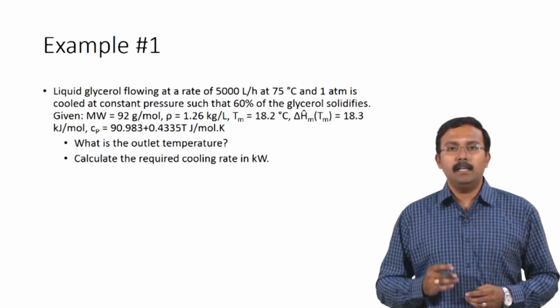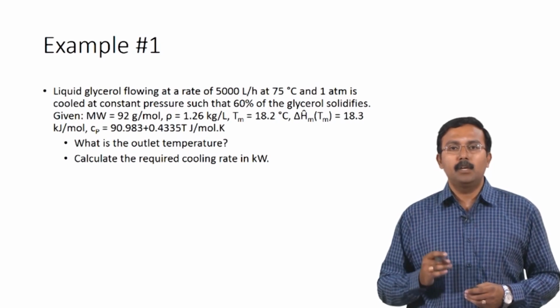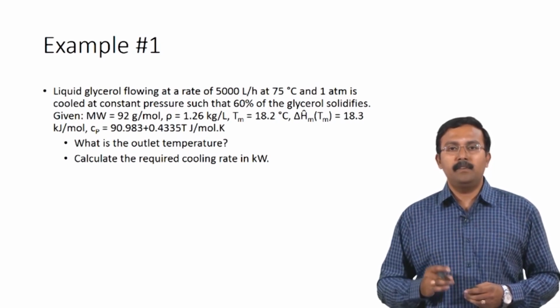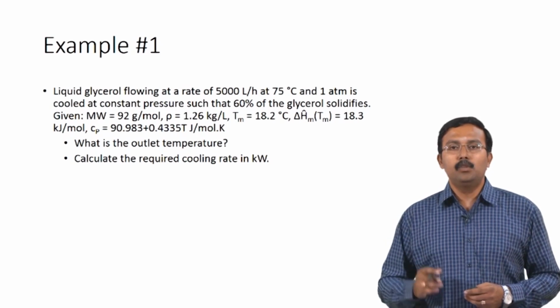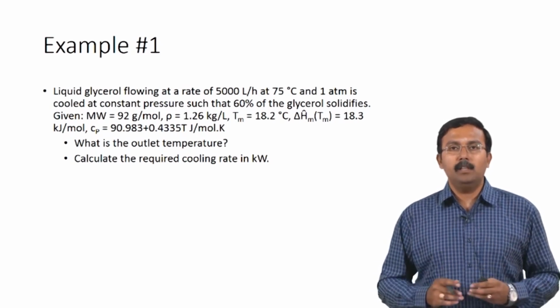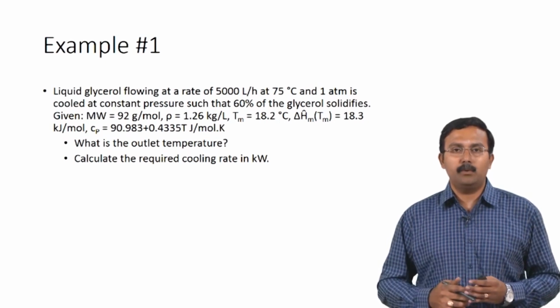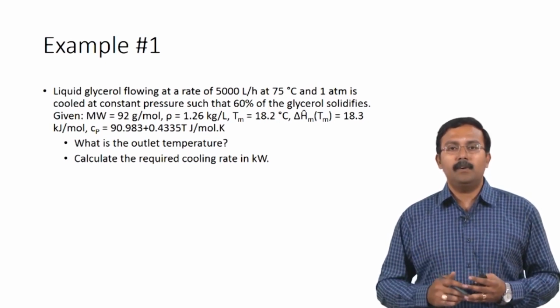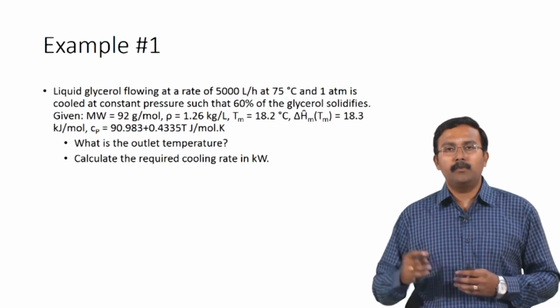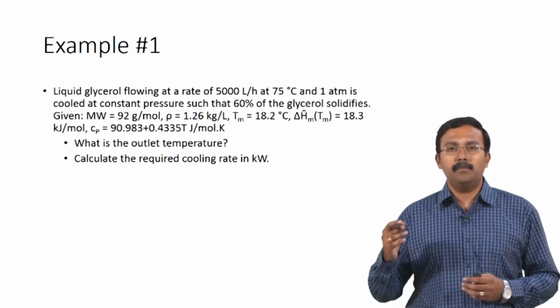90.983 plus 0.4335 times T joules per mole Kelvin. With all this information, you have been asked to first identify what the outlet temperature would be and then identify the rate of cooling which is required in terms of kilowatts.